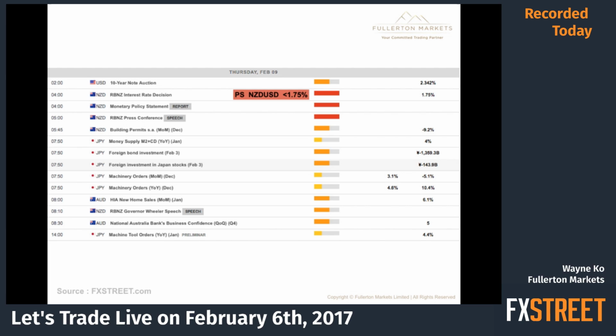Of course, since it's a surprise, the probability of it happening will be low as well. But low doesn't mean it will not happen. For those of you who have traded the forex market long enough, central banks have not once or twice surprised the market by rate cuts or rate hikes. So that is Thursday, RBNZ interest rate decision.